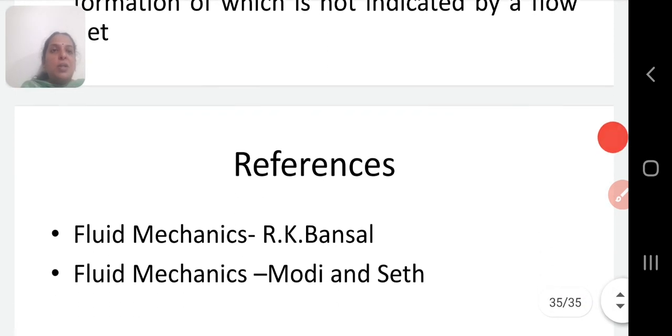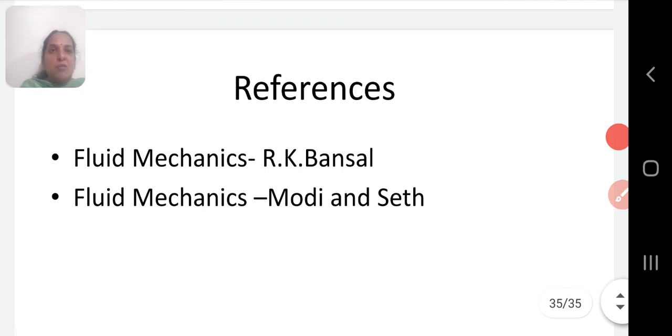Okay, so these are the things with respect to the kinematics of flow. So today what are the things we have seen? We have seen the different streamline, streak line, path line, stream function, velocity potential function, as well as flow net, and how to measure the flow nets and what are the advantages and limitations of flow net.